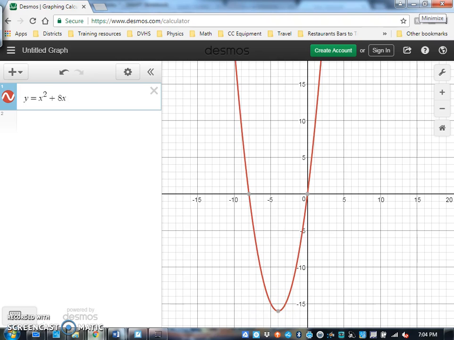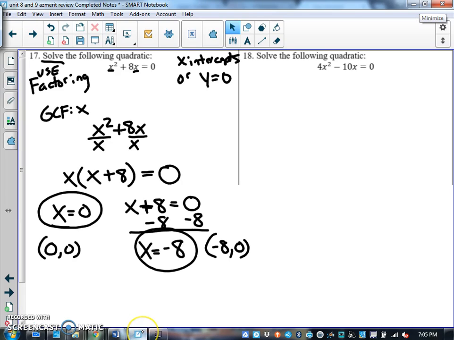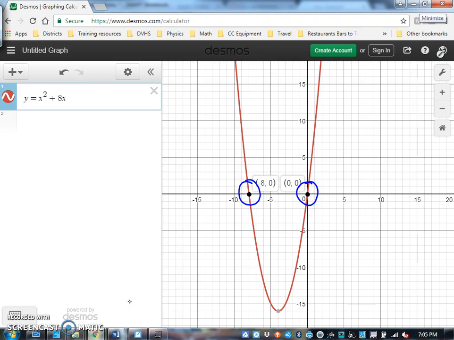But we said the solutions to a quadratic, or when we try to solve a quadratic equation, our solutions are x-intercepts. Our x-intercepts are where we cross the x-axis. We cross the x-axis here, and we cross the x-axis here. Those are our x-intercepts. And the values for those are (-8, 0) and (0, 0), the same values we came up with for our answers. So, by going to our graphing calculator, typing in our equation, and finding our x-intercepts by simply clicking on the x-intercepts themselves, we can then solve our equation.